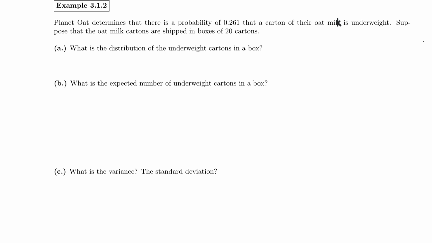So we're going to have to write out a few definitions here. We're going to say that x is definitely able to be represented by a binomial random variable with 20 trials. And our probability of success here is going to be 0.261. But we have to describe that this is where our success equals an underweight carton.